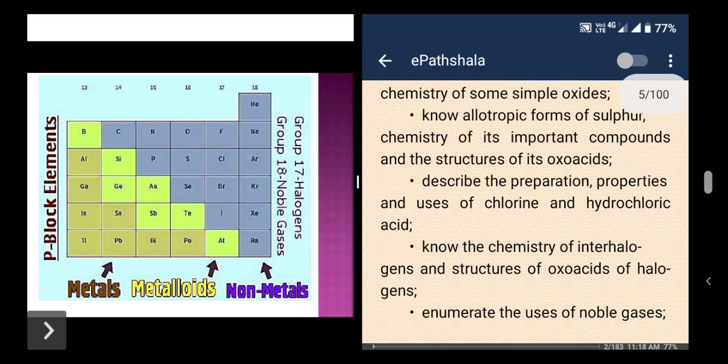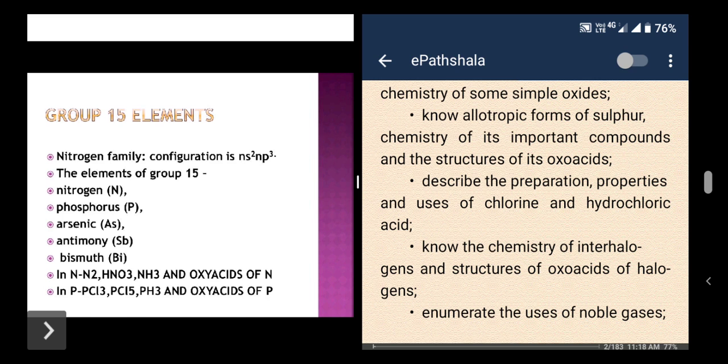As I told, metals, non-metals and metalloids are present in the P block elements. Metals are placed below the metalloids, and above the metalloids are the non-metals, mostly gases, some liquid and some solid. Metals are mostly in solid state, and metalloids are in solid state and some even in gaseous state, but we are not going to see such things here.